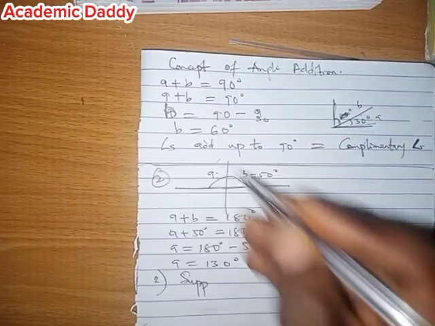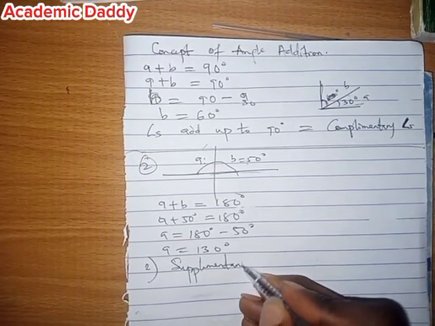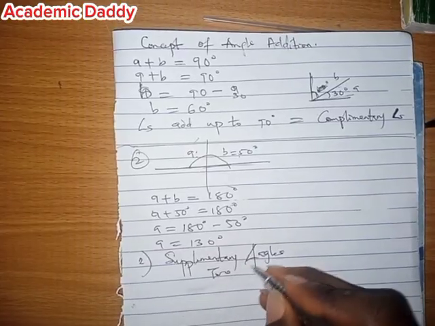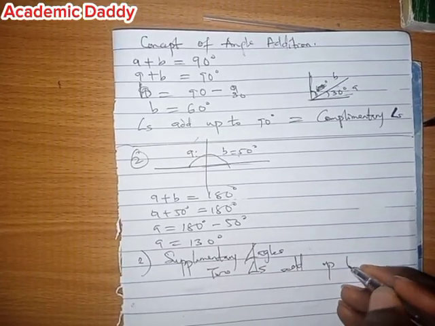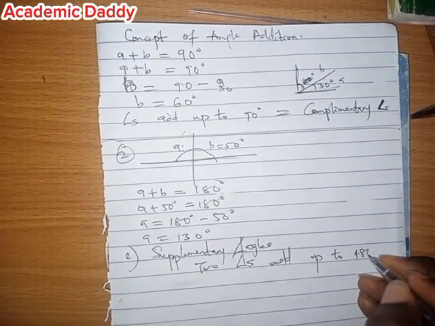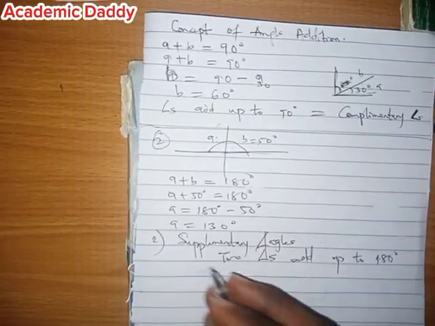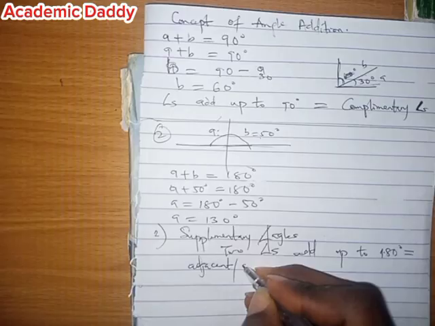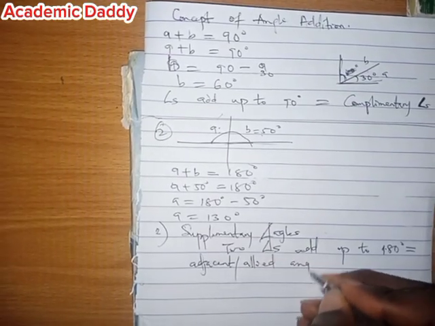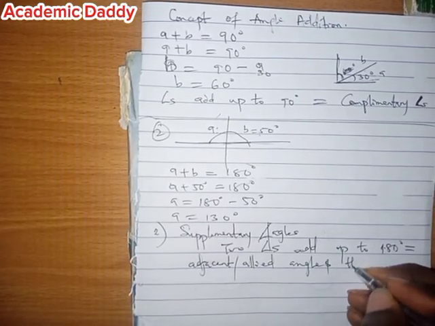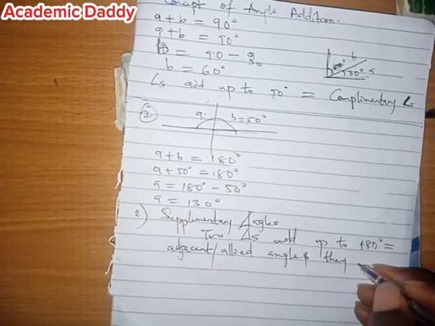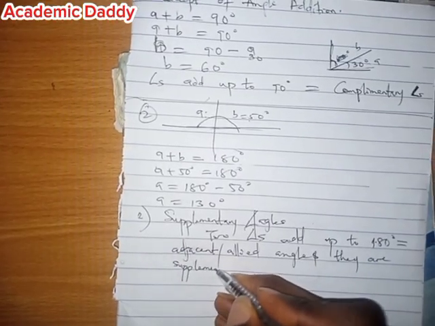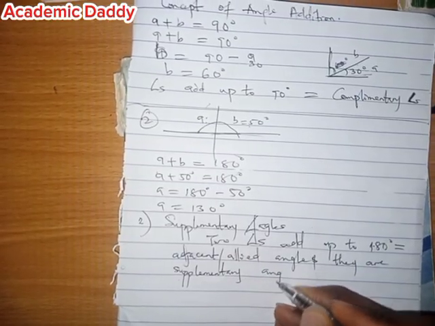Supplementary angles. So we say that when two angles add up to 180 degrees, they are adjacent or allied angles, and they are supplementary angles.